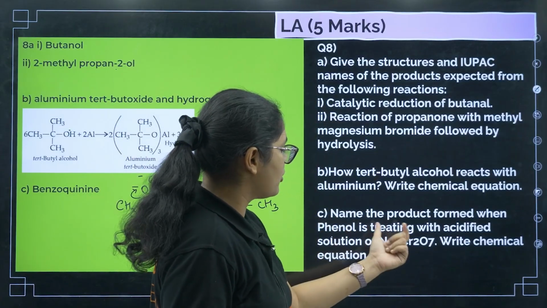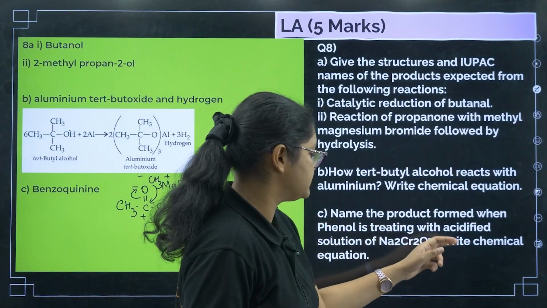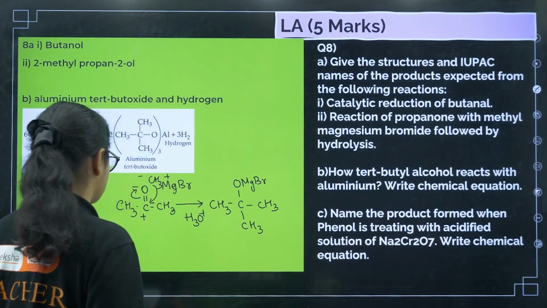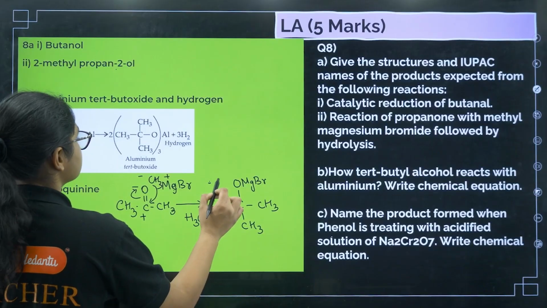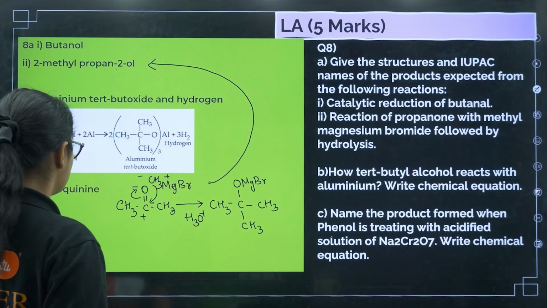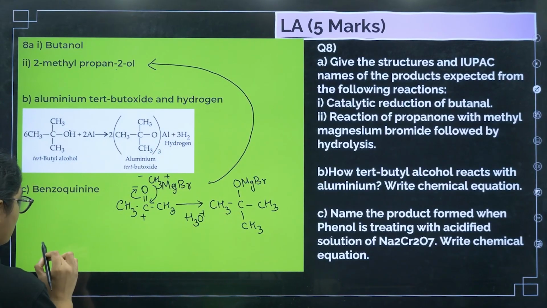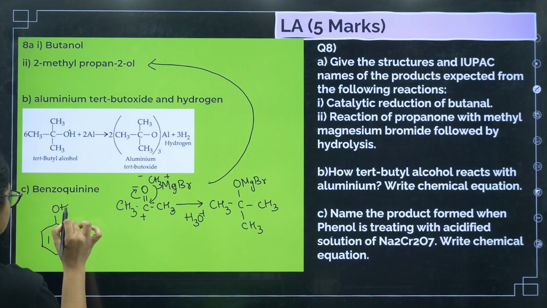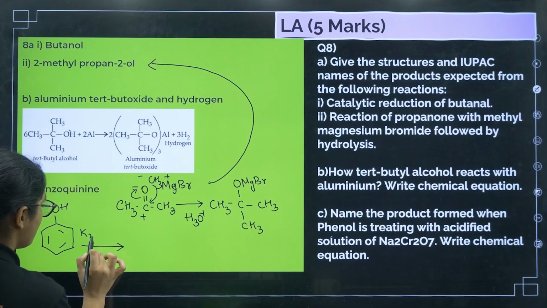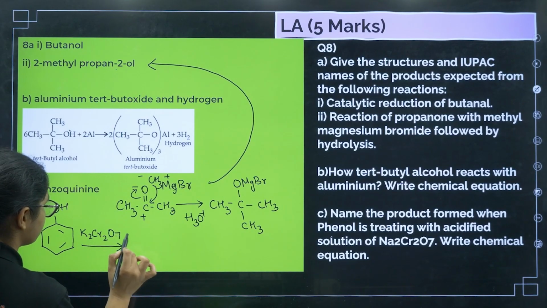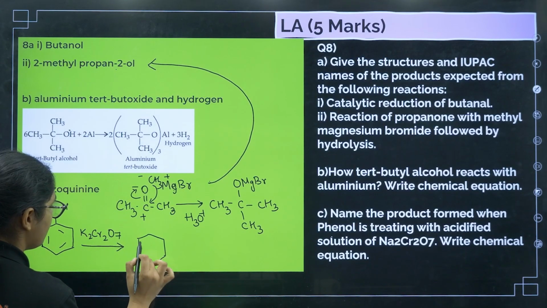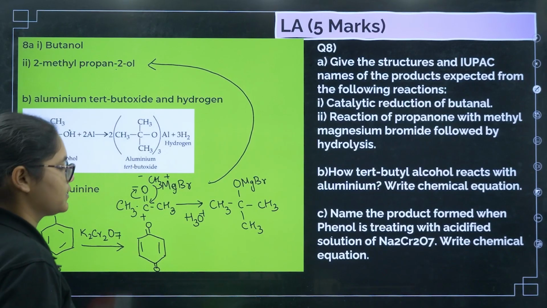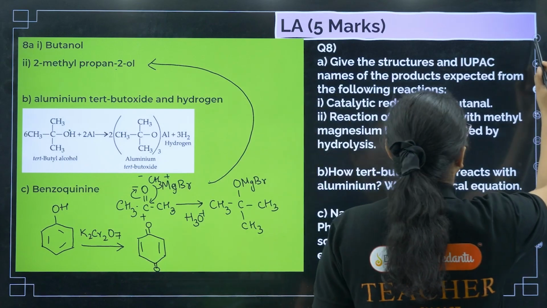Next is, name the product formed when phenol is treated with acidified solution of Na2Cr2O7. Write the chemical equation. So this one is for this one. Okay, just do not get confused. I'll write the benzoquinone. So the product formed when phenol is treated with K2Cr2O7, we have like this K2Cr2O7, and that one will give you benzoquinone. Okay, clear?